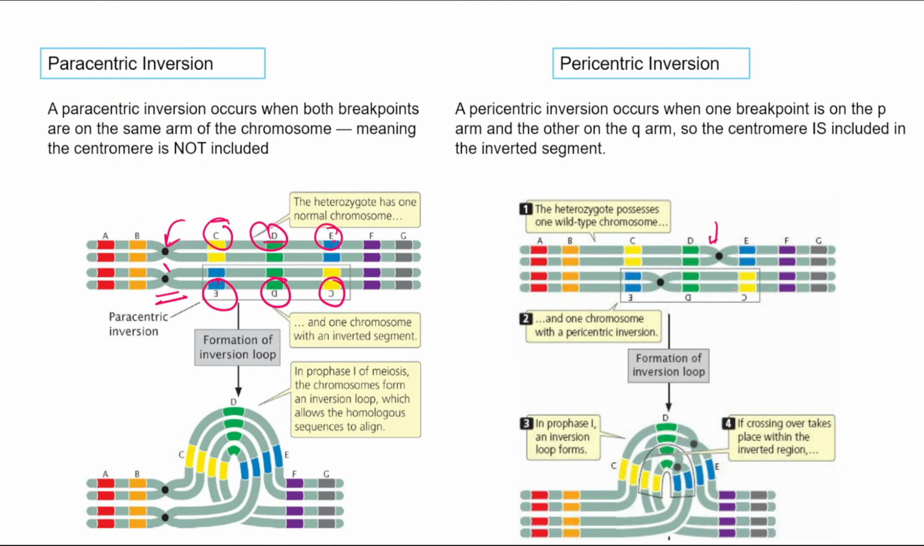But in pericentric inversion, here this is the centromere. So here CDE, in between D and E is the centromere. When the CDE segment turns 180 degrees, that includes the centromere. This is called pericentric inversion.